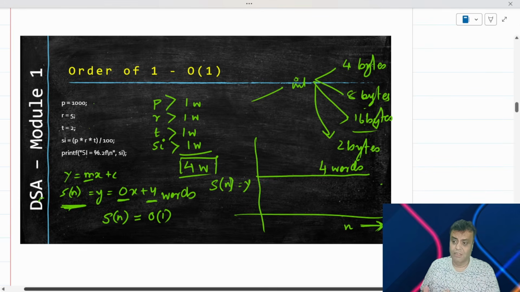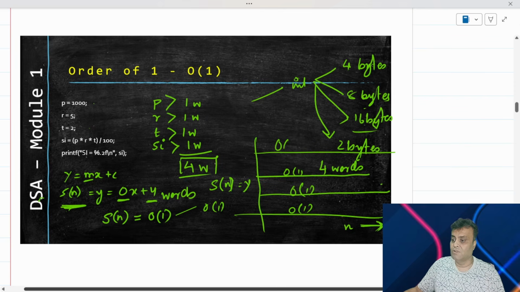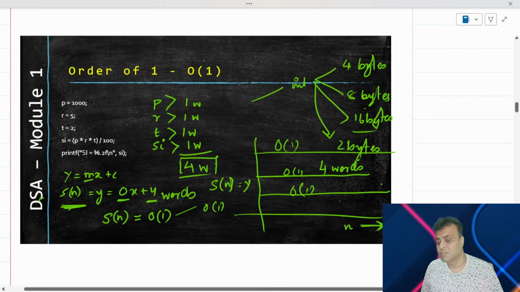So with n, your S of n will not change. It will always remain flat. Sometimes you might have a curve like this, sometimes you might have a curve like this. Doesn't matter. It is still order of 1. This is order of 1. This is also order of 1. Right? So this is my axis. Shouldn't put order of 1 here. Yeah. So there you go.